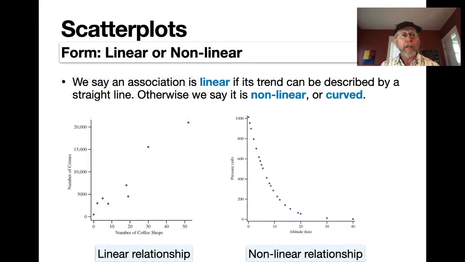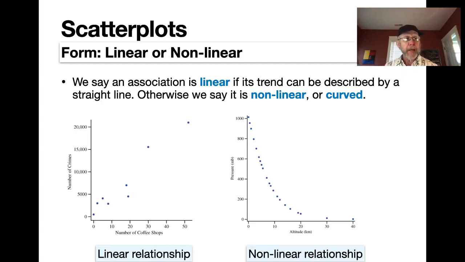First, the form, linear versus nonlinear. On the left, you see a linear relationship. This is between two seemingly unrelated variables: the number of coffee shops that a town has and the number of crimes that are reported each year in that town. As the number of coffee shops increases, so does the number of crimes. And the form of the relationship is linear. It looks like a pretty strong relationship as well, right?